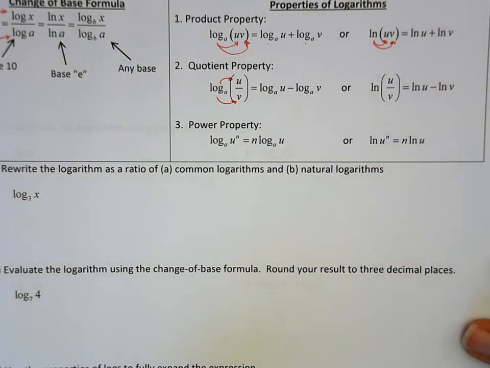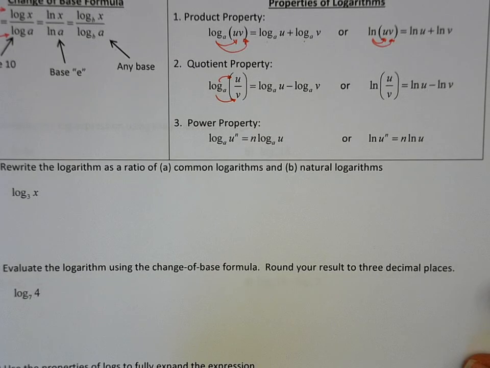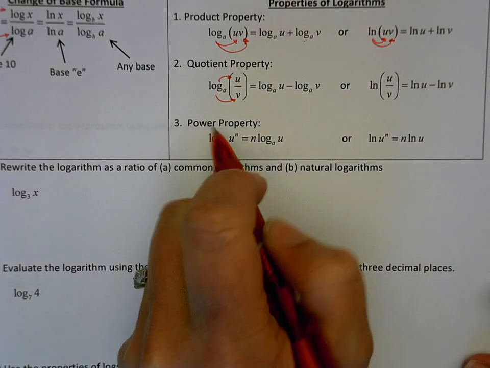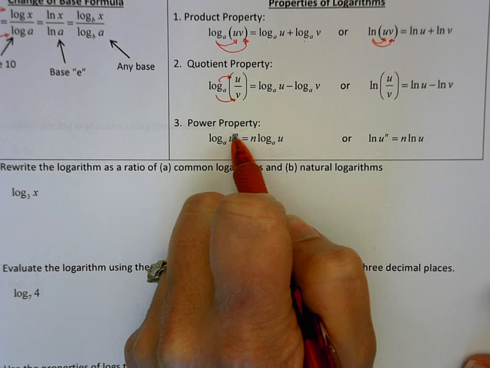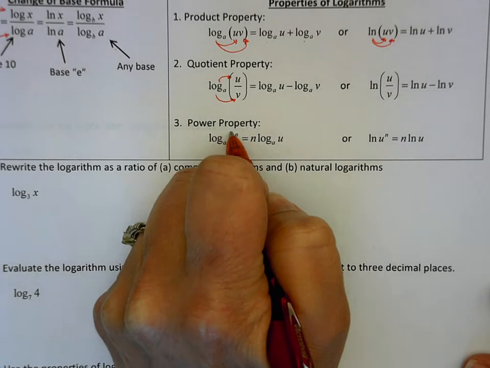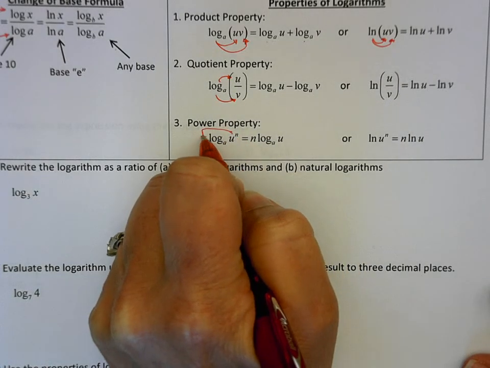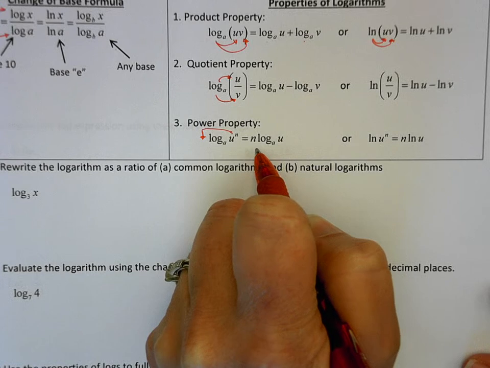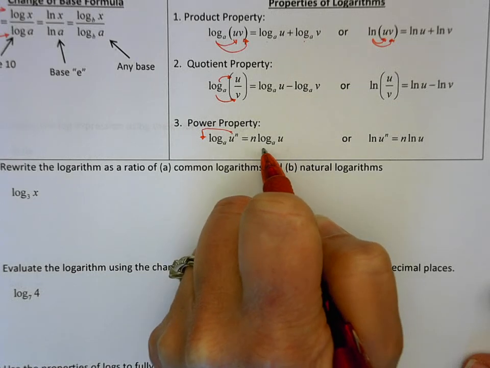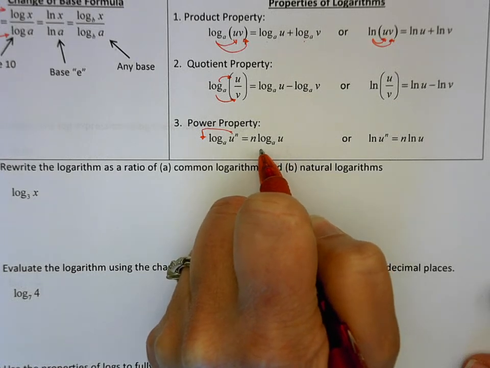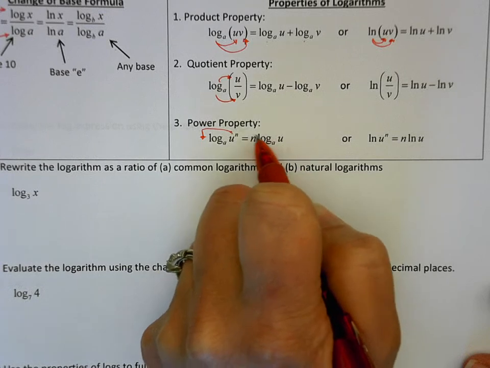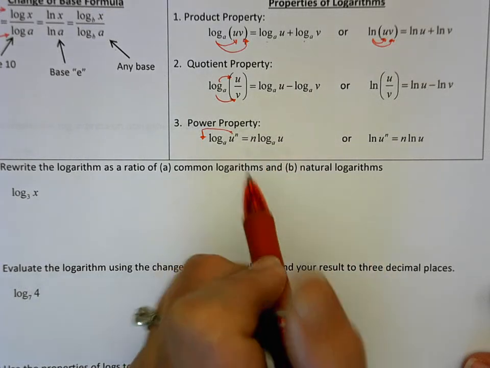And then lastly is our power property. For that one, if I have an exponent, I can take that exponent and move it down to the front and make it a multiplied value, or a coefficient, to the log. We know that if we have a power to a power on exponents, I multiply those together. So log is an exponent, and I multiply it by an exponent.